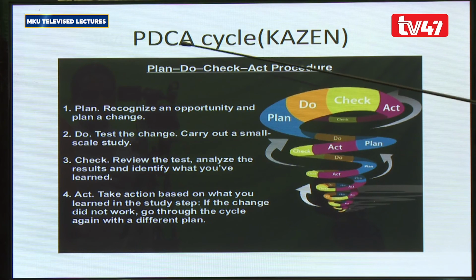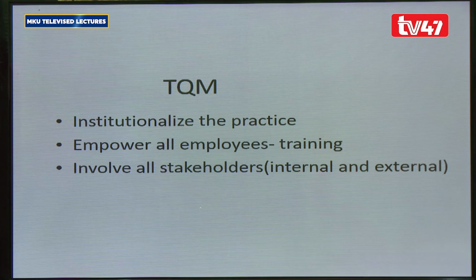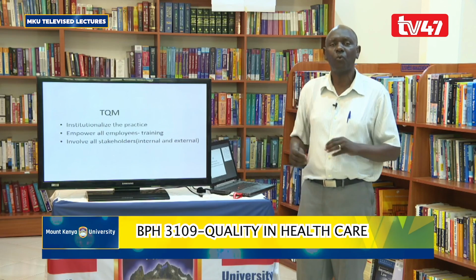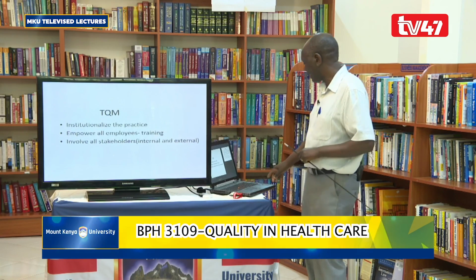And remember, I mentioned this PDCA cycle is what we use to make sure that we implement the quality system. I have already explained those 4 steps. And then total quality management means that you involve the whole organization. Everybody is involved, from the CEO to the lowest staff and the community which are using the services.